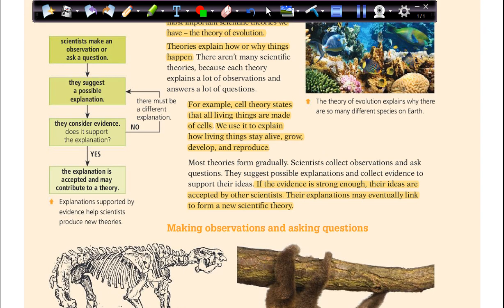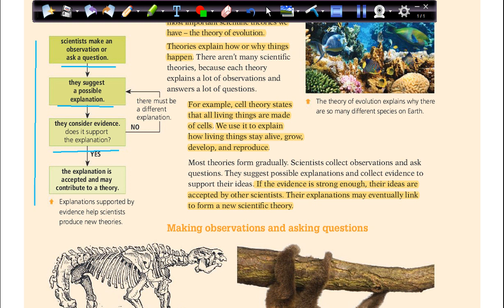We have here a flow chart like the one that we are using for our projects. First, scientists make an observation or ask a question. Then they need to suggest a possible explanation. They need to consider evidence. Does it support the explanation or not? If yes, that means it's accepted. If not, you know what to do. That means we should go to another explanation.